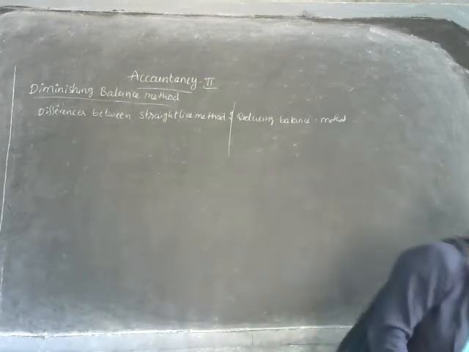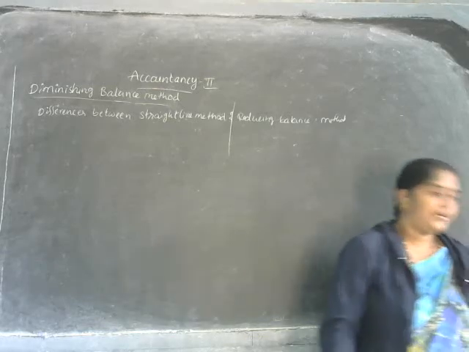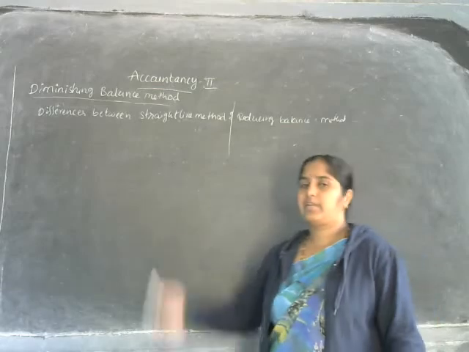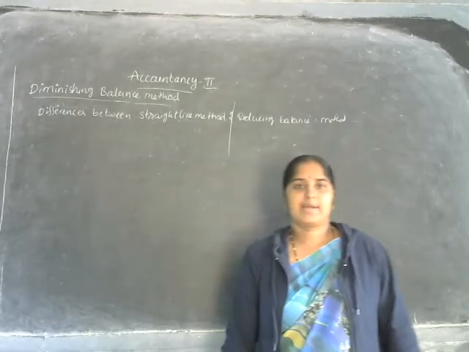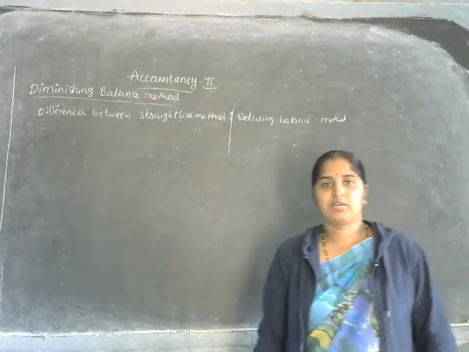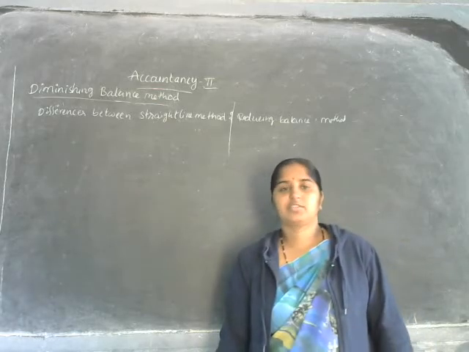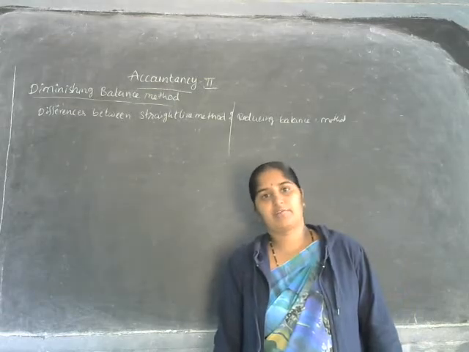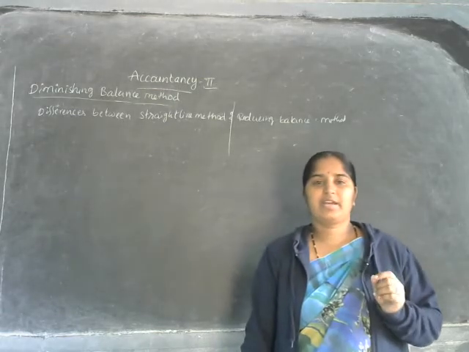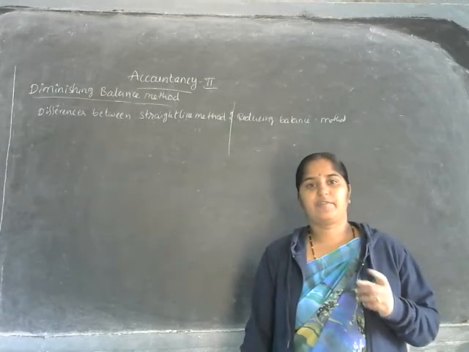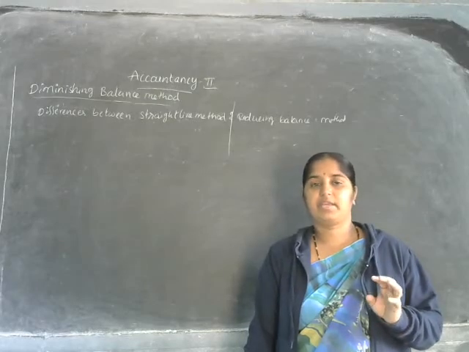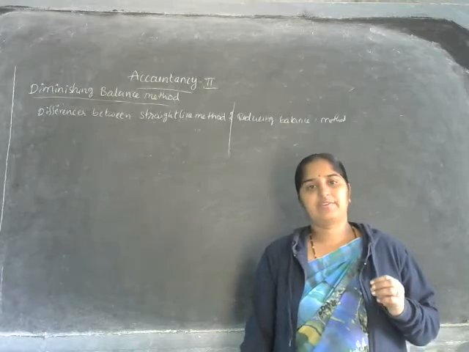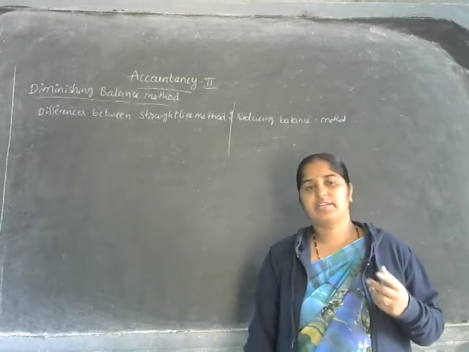Next one, transfer of the amount to the profit and loss account. Under the straight line method, what amount are we transferring to the profit and loss account? Depreciation. Every year we calculate the depreciation and transfer that amount to the profit and loss account. Every year the amount we transfer is the same, because depreciation is the same every year.